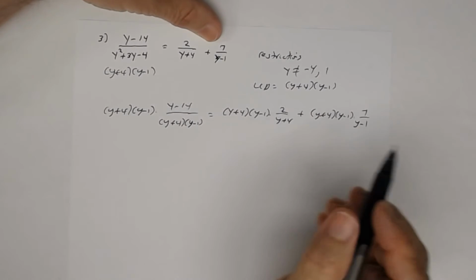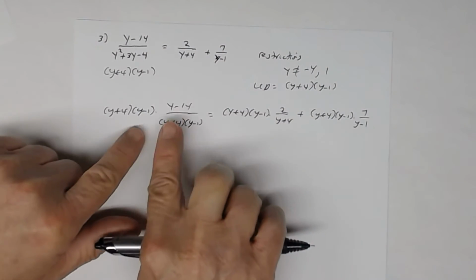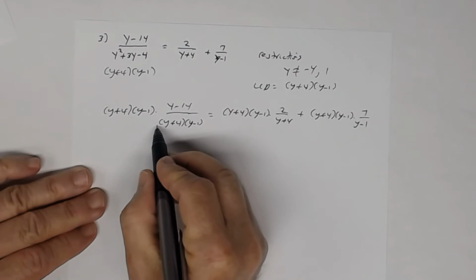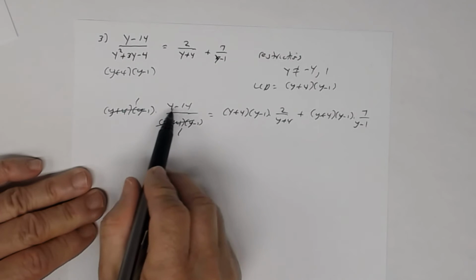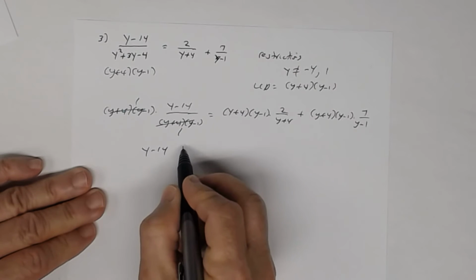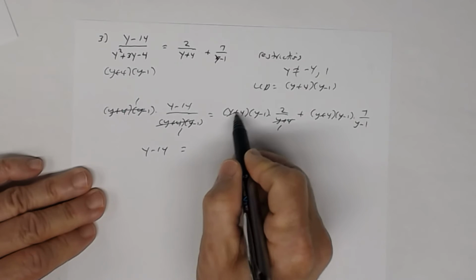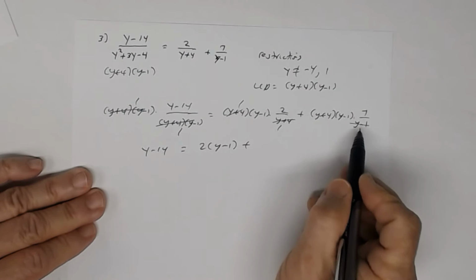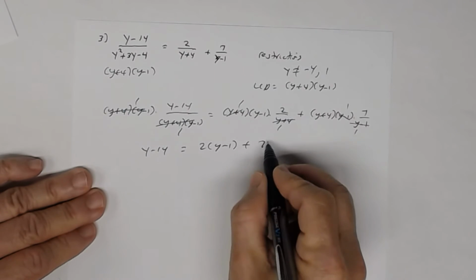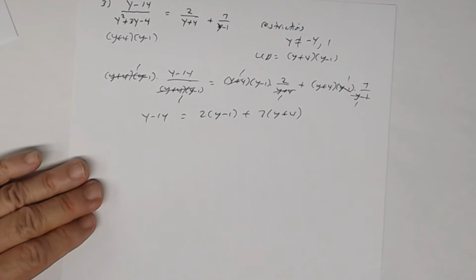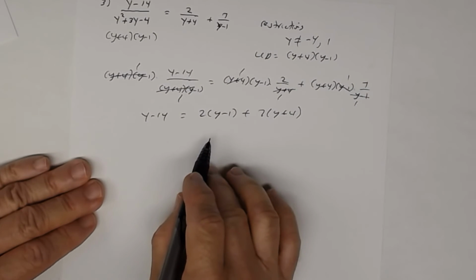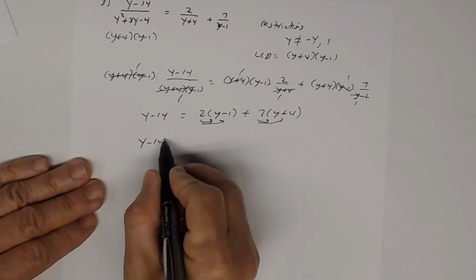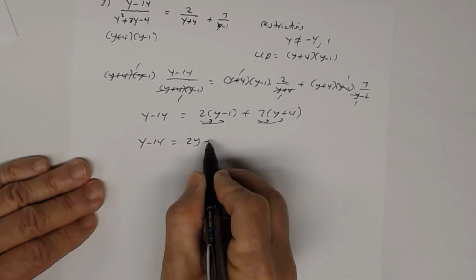Okay, now we're going to go ahead and reduce. So remember, the whole point of multiplying both sides by the LCD is to get these fractions to be factors of 1. So these divide out, and so you get 1 times y minus 14, which is y minus 14, equals. Over here, these divide out, so you get 2 times y minus 1, plus, and then over here, the y minus 1's divide out, so you get 7 times y plus 4. All right, and so notice you have this nice linear equation, so we're going to go ahead and distribute. And so I get y minus 14 equals 2y minus 2.